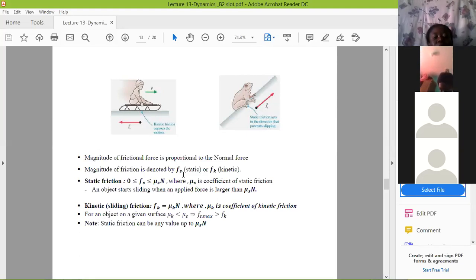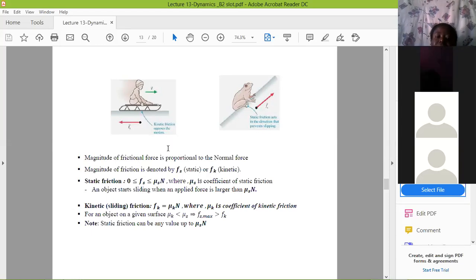The magnitude of the frictional force is proportional to the normal force. We discussed the normal force earlier in the notes, which means that your frictional force depends on the normal force. If you increase the normal force, then your frictional force also increases. The magnitude of the friction, remember we said that forces are vectors.